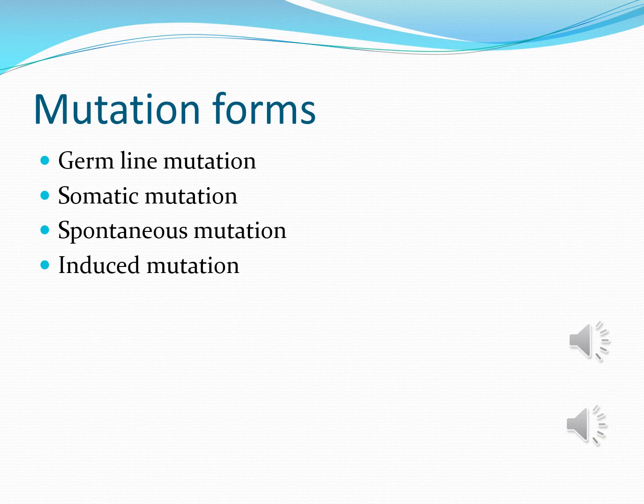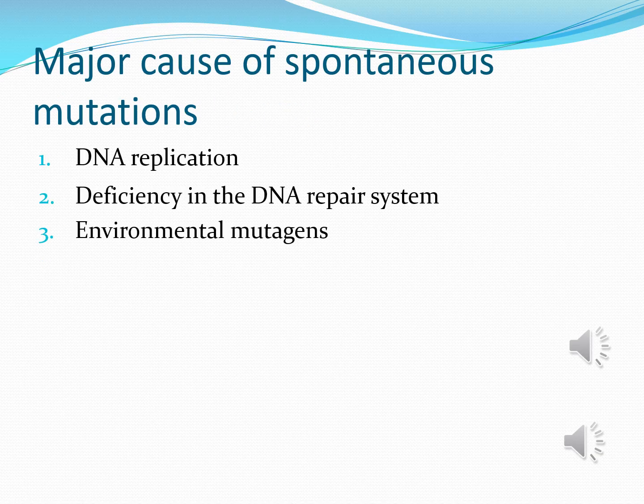The two major causes of spontaneous mutations are: first, DNA replication errors. Despite proofreading by DNA polymerase, mistakes like base mismatches occur at a rate of about 1 in 10^7 to 10^8 nucleotides. Second, deficiency in the DNA repair system. If post-replication repair or mismatch repair fails, these errors become fixed as permanent mutations. Individuals with inherited repair deficiencies, such as xeroderma pigmentosum or Lynch syndrome, show dramatically increased cancer risk.